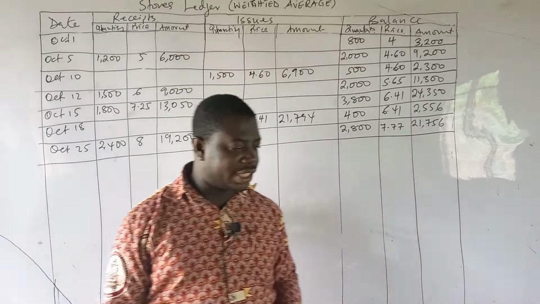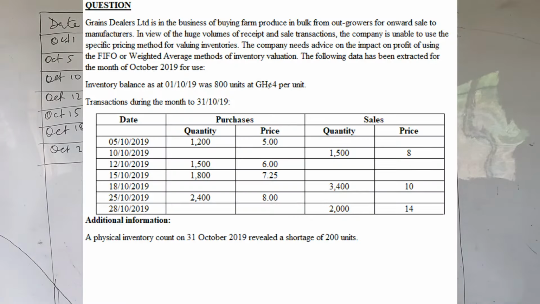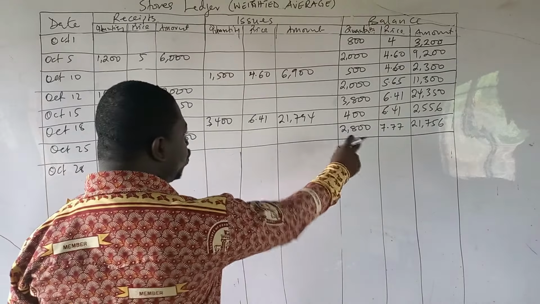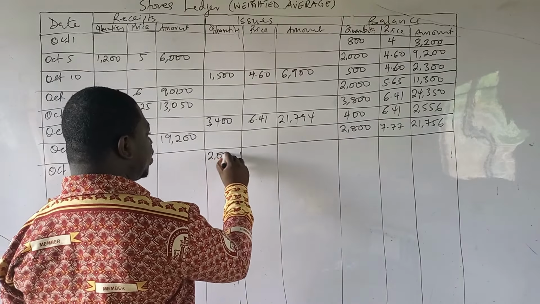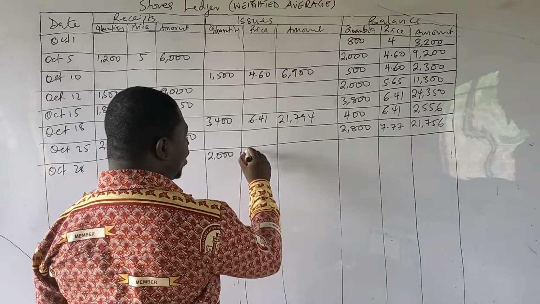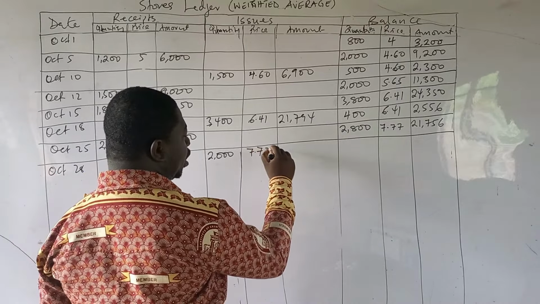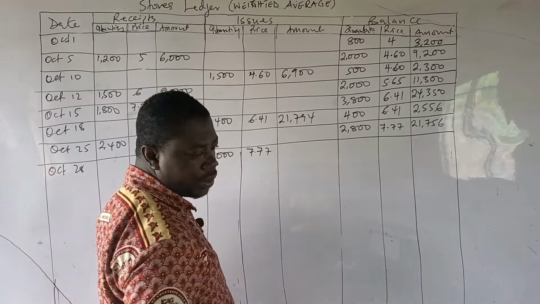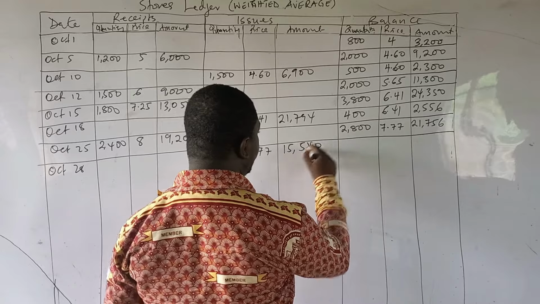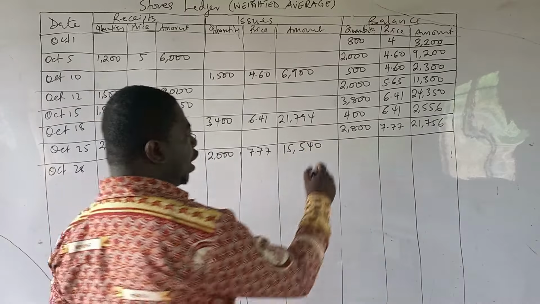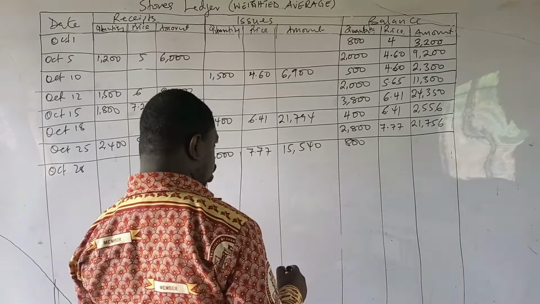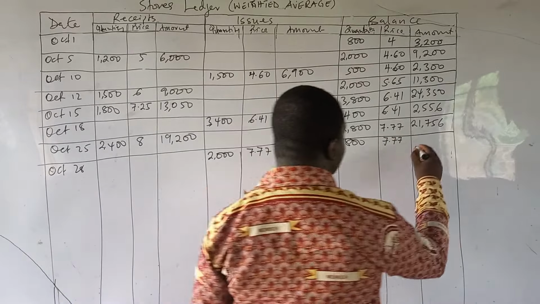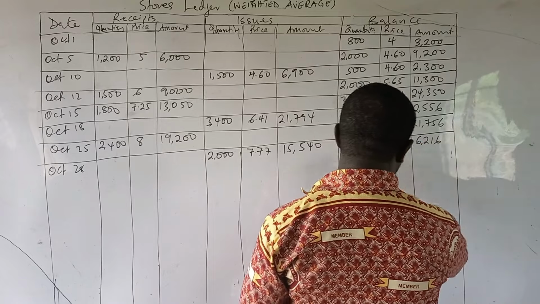We are left with the last transaction, which is also an issue. So October 28th, there was an issue of 2,000. So we take out 2,000 units at the prevalent rate. So at the prevalent rate, we have 7.77. Then we multiply the two. That gives us 15,540. And so when we get to the balance, we are left with 800 units, also at the same unit price, because there has been no additional goods in. And that is going to give us 6,216 when you multiply.